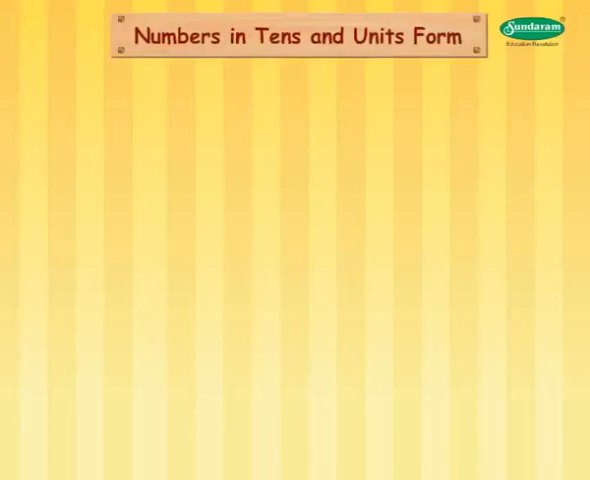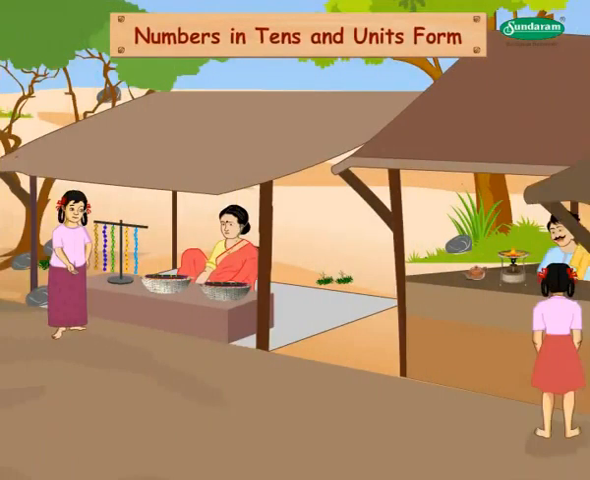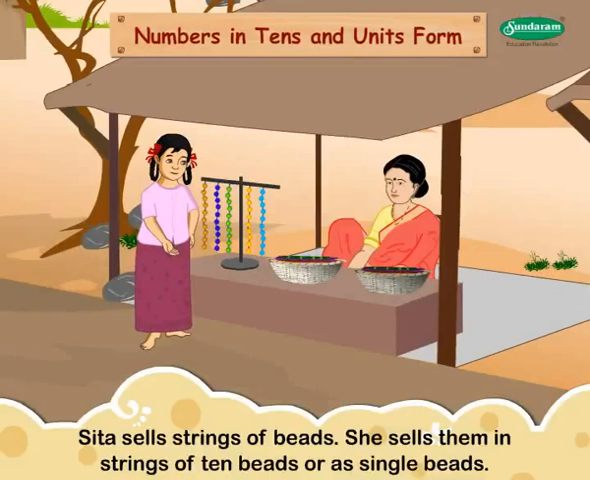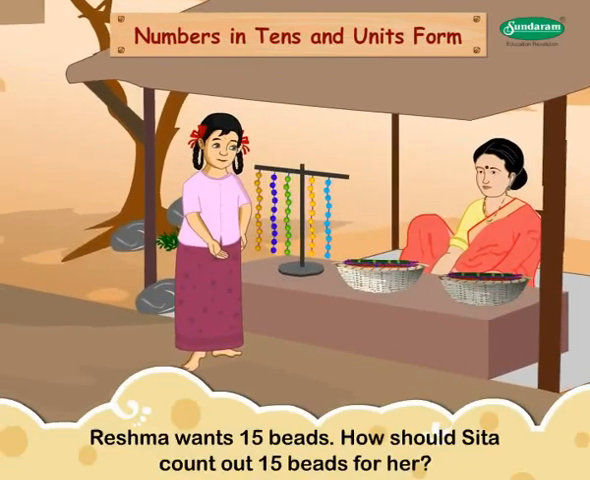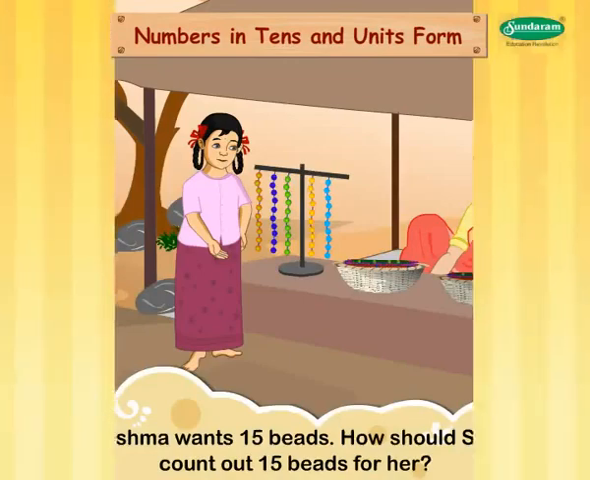Numbers in tens and units form. Sita sells strings of beads. She sells them in strings of 10 beads or as single beads. Reshma wants 15 beads. How should Sita count out 15 beads for her?